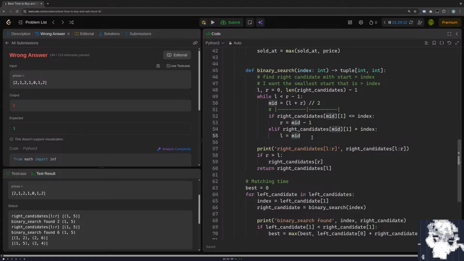What? Hold on. The midpoint is already a possible candidate. The others that might be even smaller are on the right, actually. So mid should be included, and the others that are even smaller are on the right, which means we want to shrink the left side to include the mid. So this is right, but how am I losing the right answer? Oh, how many more times am I going to have to go through this before I figure out that I just did something backwards?